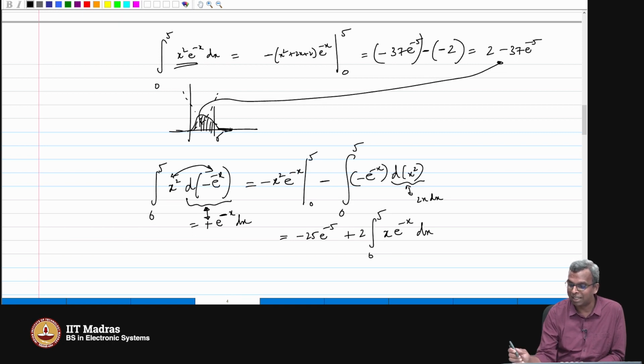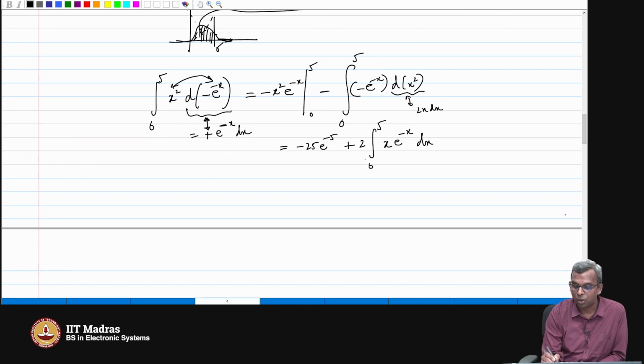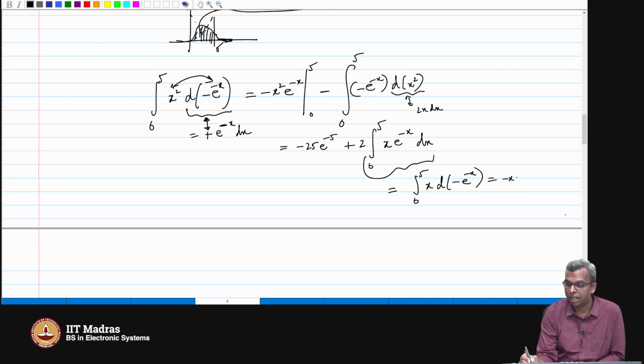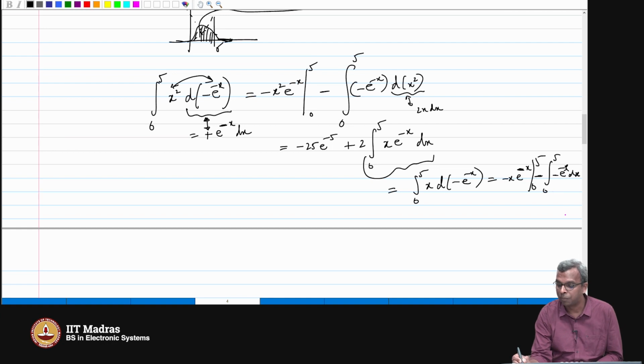Now you can repeat the same thing. How do I do this integral? This is the same as integral 0 to 5 of x d of minus e power minus x, and you will get minus x e power minus x between 0 to 5 minus integral 0 to 5 of minus e power minus x dx. This is just another way of writing the same thing I did, and you will see 0 will go away, you will get minus 5 e power minus 5, and you will have here plus integral 0 to 5 e power minus x dx.